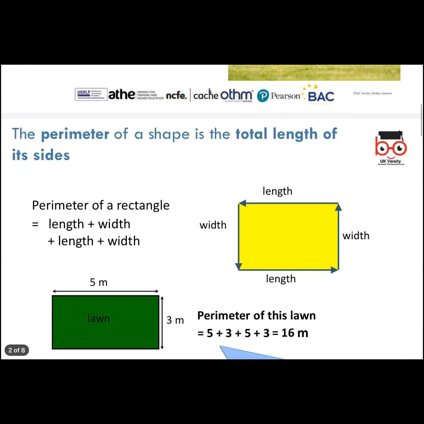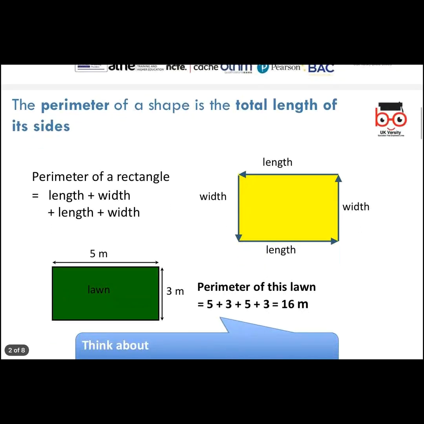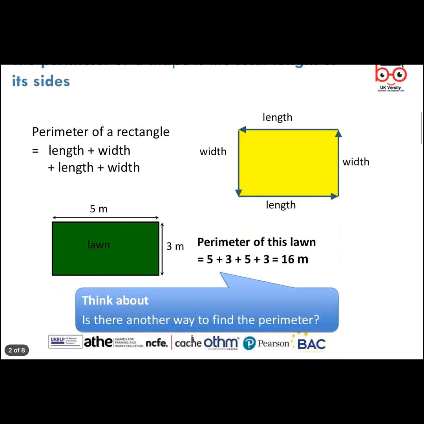When you say perimeter of a shape, perimeter is the sum of all the sides of that shape. For example, you can see this shape on the screen. When you add all of them together, that is the perimeter. Now this is a land with a length of 5 meters and a width of 3 meters.